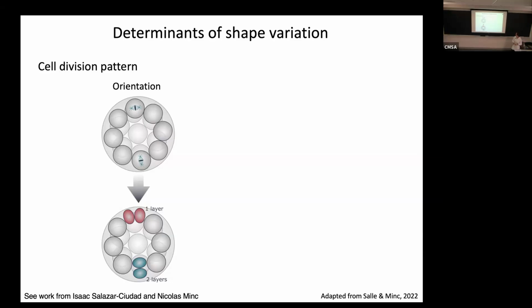They have several really cool papers on this. But in general, if you have a cell that divides in the tangential orientation, like the one on top, you're going to expand a layer. If you divide in the other direction, you might make two layers. So obviously the direction of the cell divisions is going to be important for determining the shape of your early embryo.